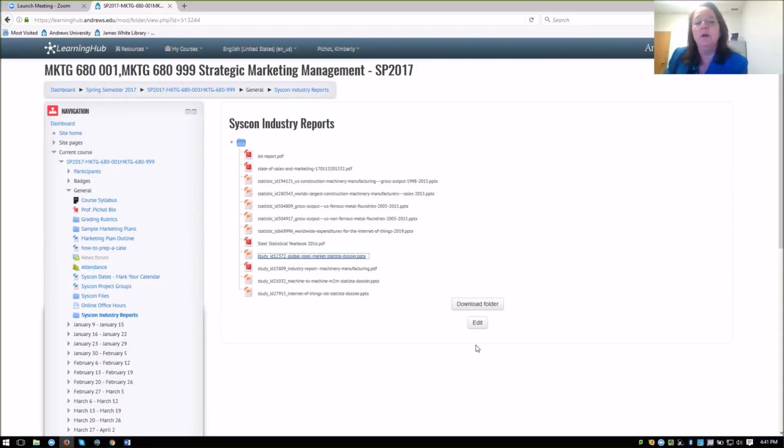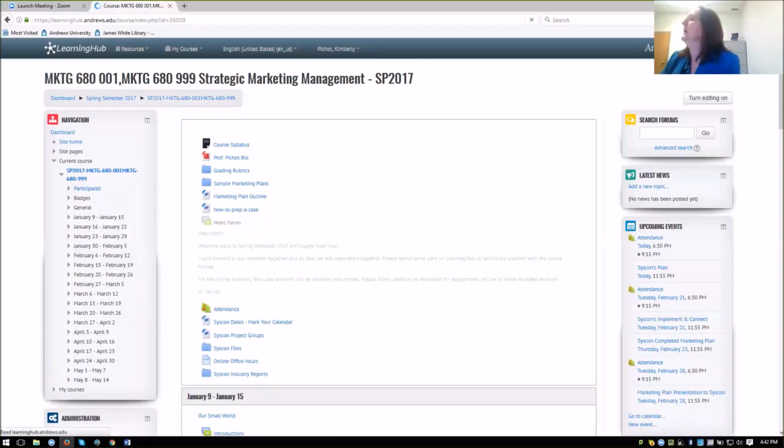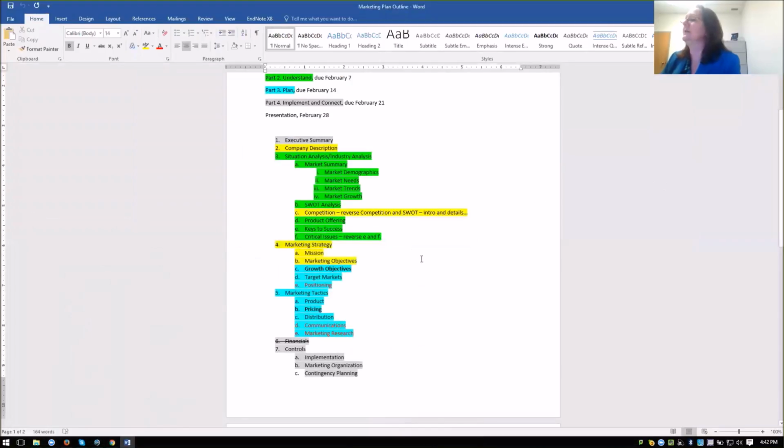Once I download a number of things, I'll send you guys some notes as to what I perceive as more helpful, but it may just help you imagine what is growing, what is decreasing, what regions are strong, what regions are weak, etc. Okay. So I did want to show that to you as a resource that's available.